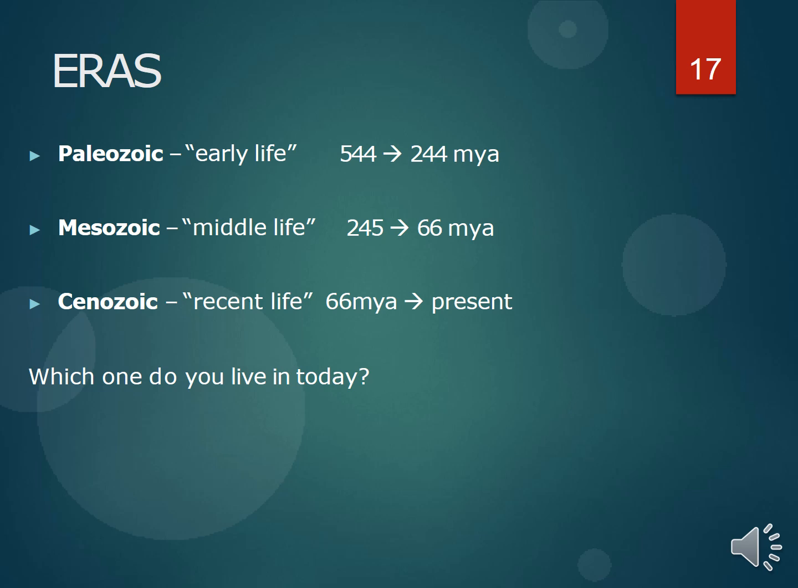So the Paleozoic is basically the early life, from 544 to 244 million years ago. The Mesozoic era is the middle life, from 245 to 66 million years ago. The Cenozoic is the recent life, from 66 million years ago to the present, which is the one we live in today. So that basically is the Cenozoic era, from 66 million years ago to the present.